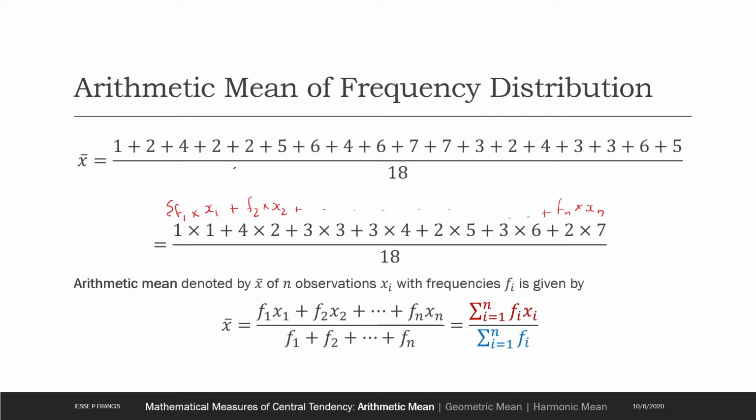Hey, I agree with the numerator, but what about the denominator? f1 plus f2 plus fn? But earlier we had the total number of observations in the denominator, right?